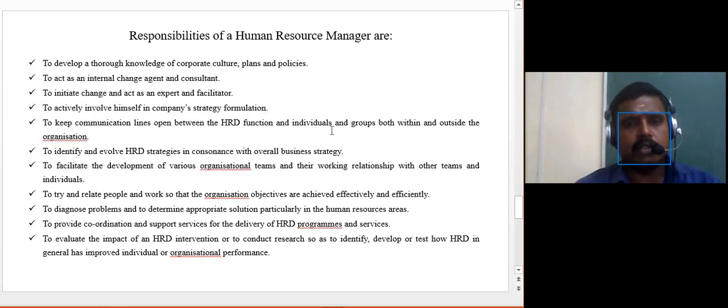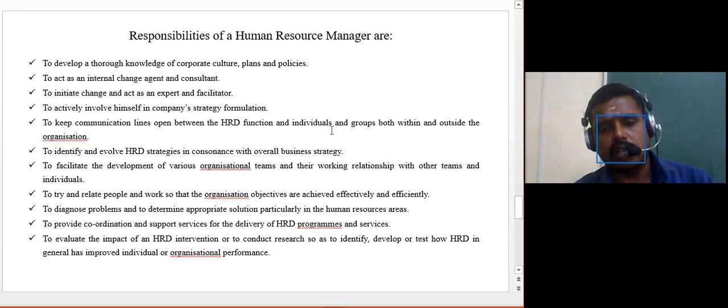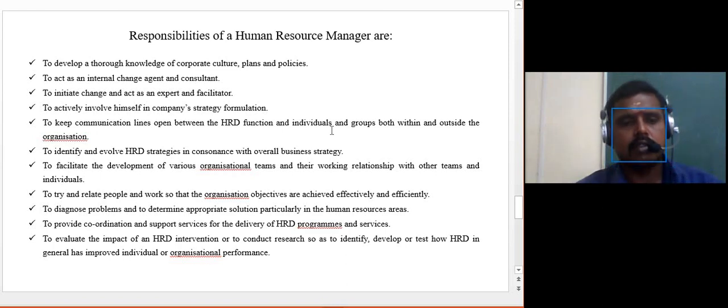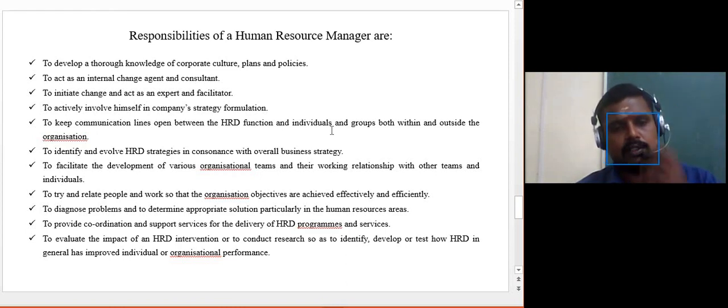And the next responsibility of the HR manager, a person must facilitate the development of various organizational teams and their working relationship with the other teams and individuals, to try and relate people and work so that the organization's objectives are achieved effectively and efficiently. And one HR manager should act as a person who should diagnose the problem and determine the appropriate solution, particularly in the human resource areas.